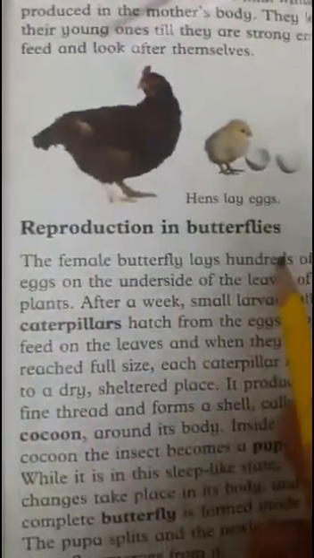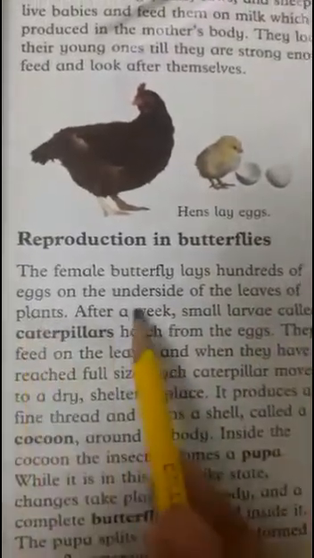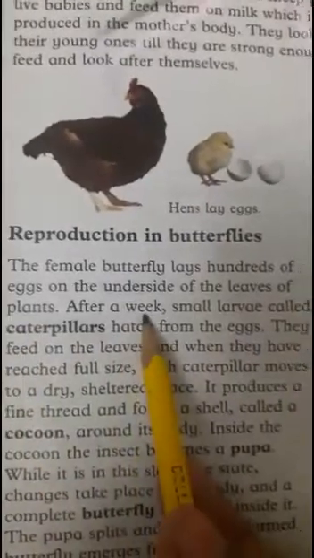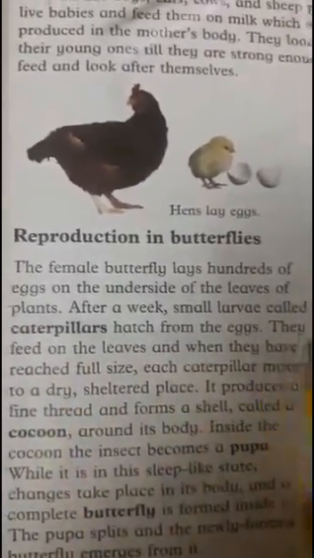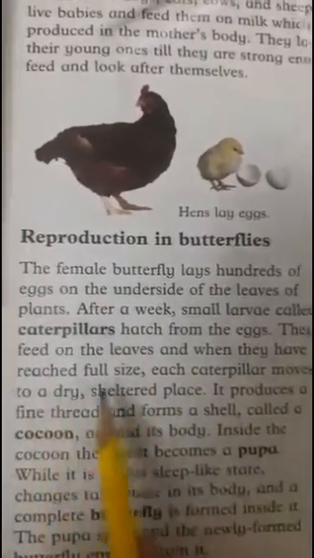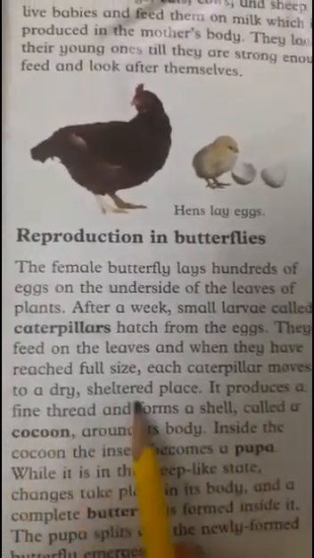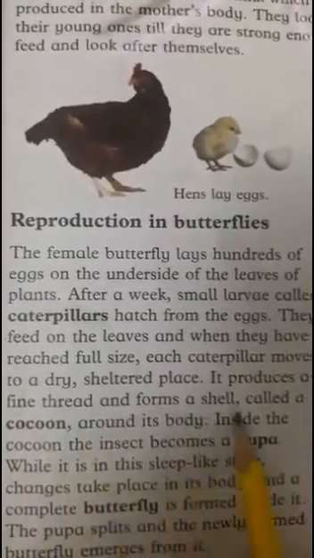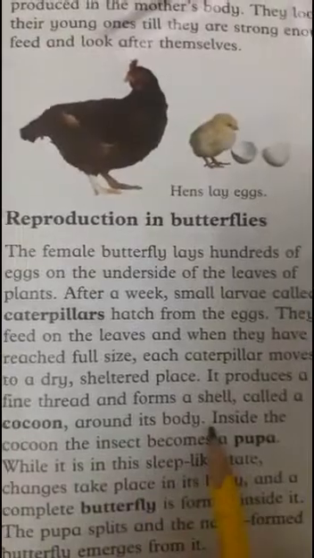Reproduction in butterflies. The female butterfly lays hundreds of eggs on the underside of the leaves of a plant. After a week, some larvae called caterpillars hatch from the eggs. They feed on the leaves, and when they have reached full size, each caterpillar moves to a dry, sheltered place. It produces a fine thread and forms a shell called a cocoon around its body.